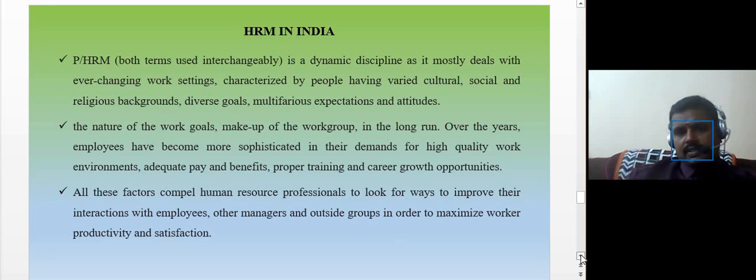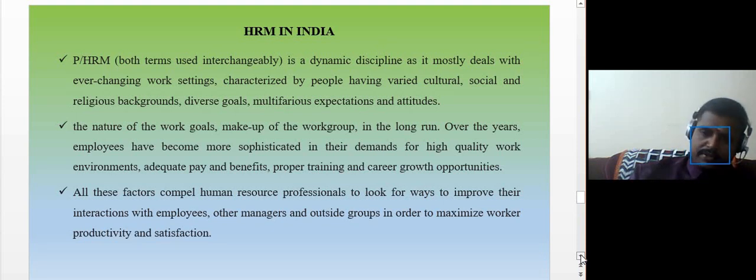What are the practices followed in our country in human resource management? Personnel management and human resource management are both terms used interchangeably. It is a dynamic discipline as it mostly deals with ever-changing work settings characterized by people having varied cultural, social, and religious backgrounds, with diversified goals, multifarious expectations, and attitudes.